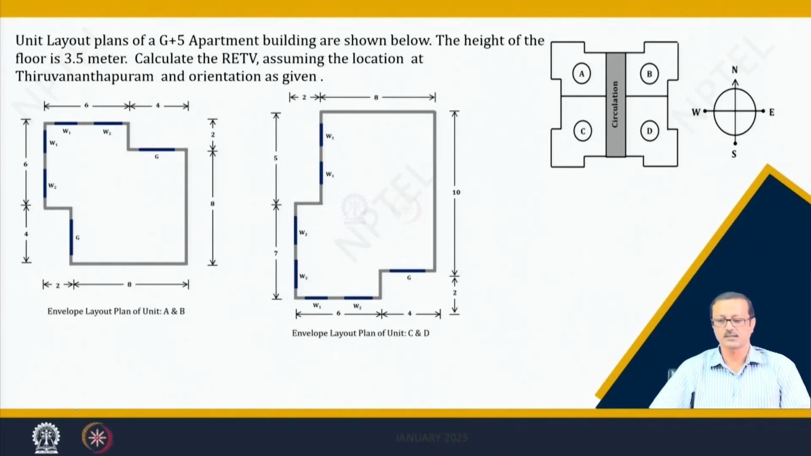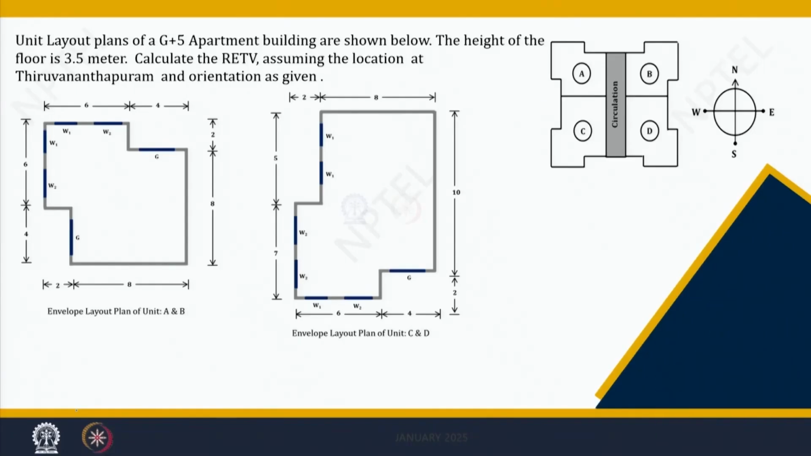And I am assuming that the height of each floor will be 3.5 meter. So, even though it is a G plus 5 apartment, only a part of one floor can be calculated for this purpose, because finally it will repeat for all the 5 floors or so. These apartments have two types of window, W1 and W2, the dimensions are in the next slide, and also one glazing G, which is mentioned here as G, and all the dimensions mentioned over here are in meter.